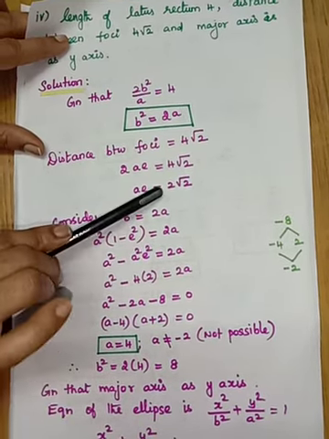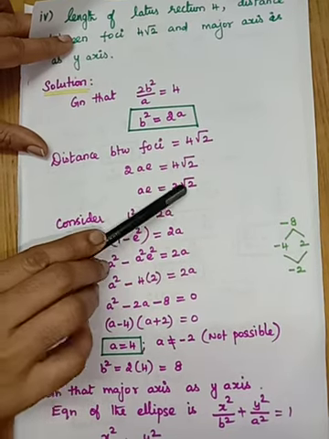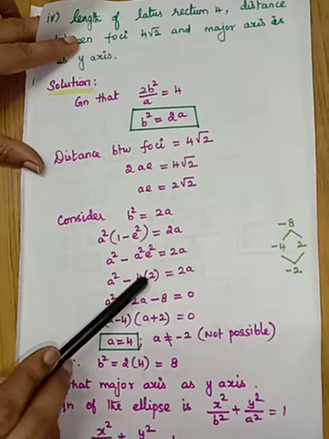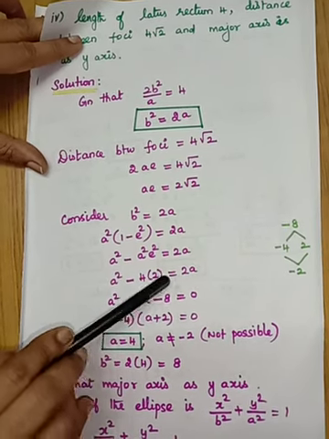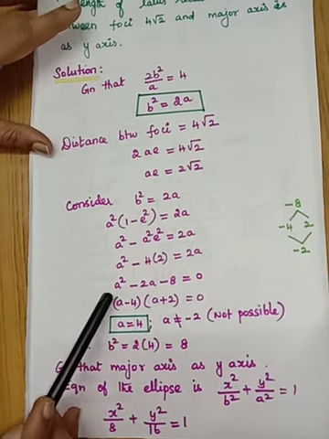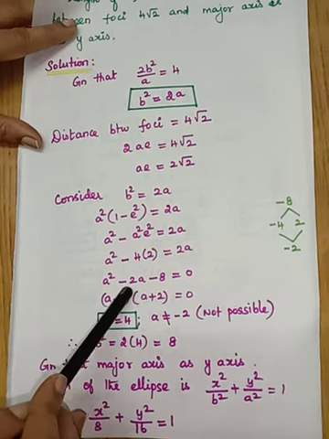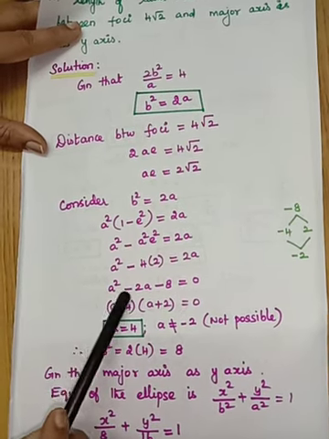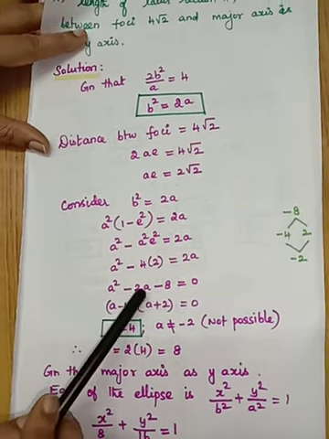So when you square this, 2 squared is 4, root 2 the whole square is 2. So A squared minus 4 2's are 8 is equal to 2A. So 2A, when you bring it to this side, it is minus 2A. So A squared minus 2A minus 8 is equal to 0. So it is a quadratic equation in A. So we have to factorize.